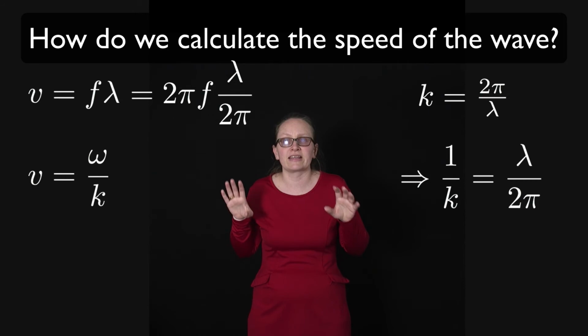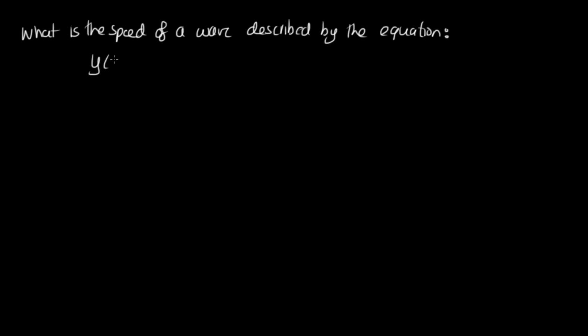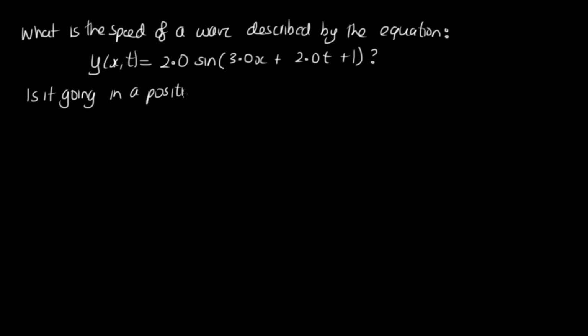So let's have a look at an example of using this now. The question is, what is the speed of a wave described by the equation y of x and t is equal to 2 sine(3x plus 2t plus 1)? Is it going in a positive or negative direction?